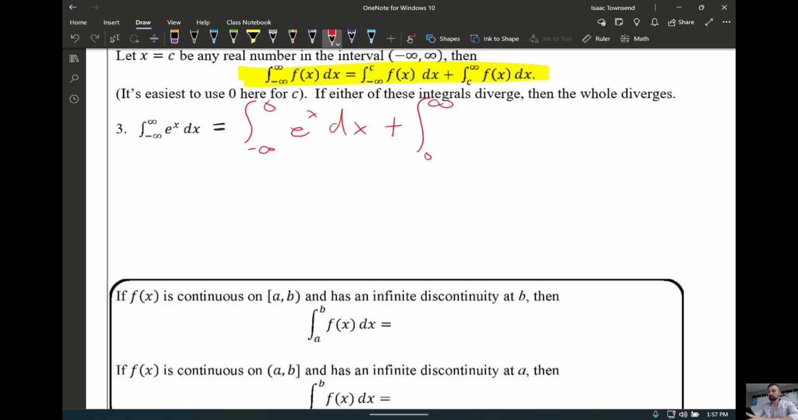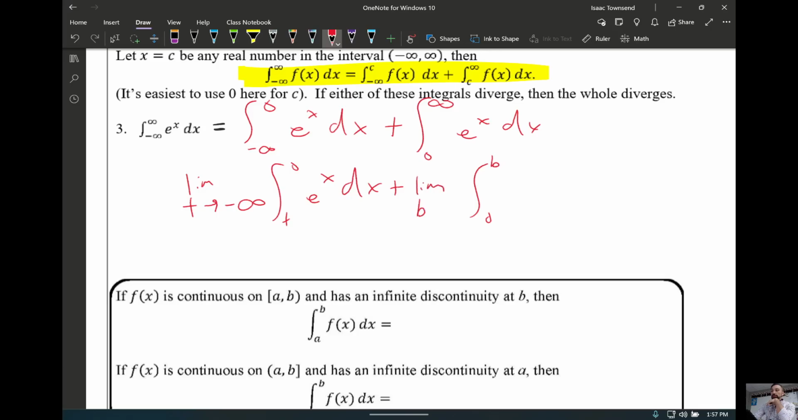0 to infinity. Good. So again, if you phrase this as area under the curve, if I want the area from negative infinity to positive infinity, it's the same thing as the area from negative infinity to 0 plus 0 to infinity. Now we can rewrite this one. We'll do the limit as t approaches negative infinity. So we can put a t there. You really should not use t again because t is talking about 2 different things. So I'll do b this time. So the limit as b approaches infinity of 0 to b of e to the x.